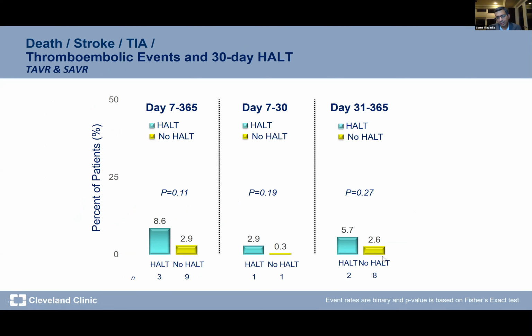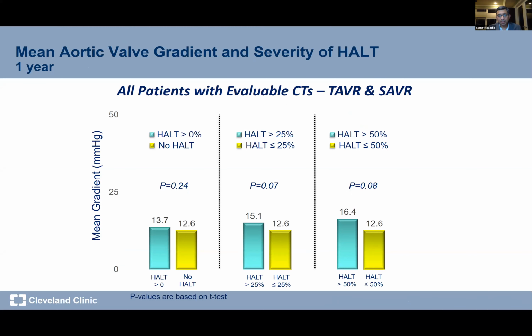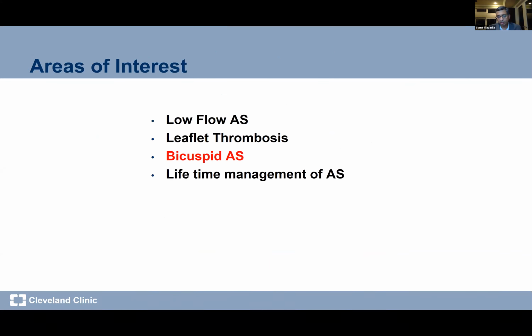And if you look at the PARTNER sub-study, what you find is that the HALT is present. Again, this is 7 days to 365 days, 7 to 30 days, and 31 to 365 days. So some of the HALT resolves, some of the HALT comes back. And the number of patients is variable, but is in that ballpark of patients. And here, you see that their mean gradient is slightly higher, again, not statistically significant or maybe statistically significant, but it is very clear that if the HALT goes more than 50%, then you start seeing some increase in the gradient. So again, how much the HALT is, is very crucial to know.